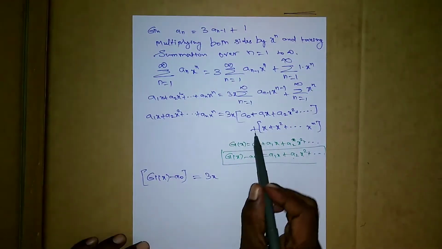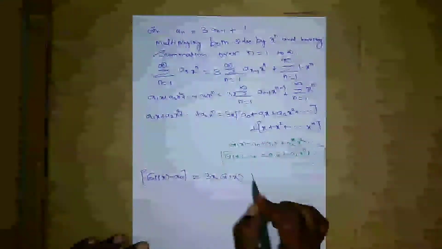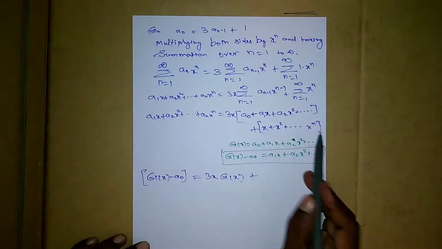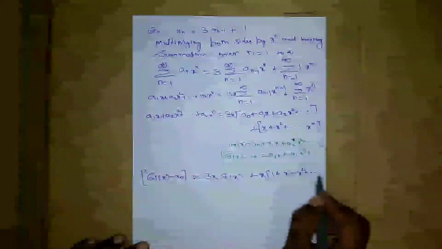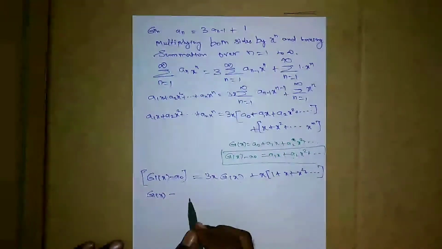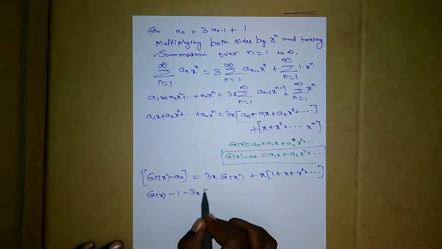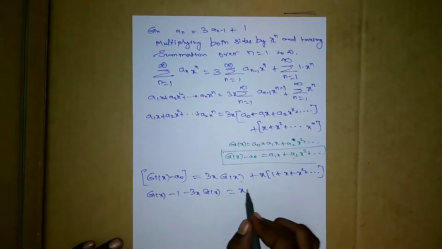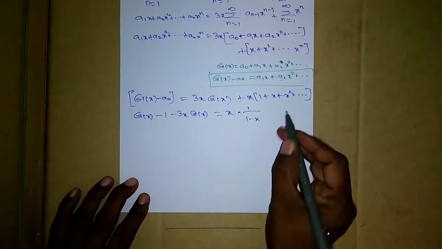Here 3x into, a_0 + a_1 x + a_2 x^2 is nothing but g(x), plus, when taking x outside, 1 + x + x^2 + etc. This is g(x) - 1, where a_0 = 1 is given, equal to 3x g(x) + x into, here 1 + x + x^2 + etc. is nothing but 1 by 1 - x. We know the formula.